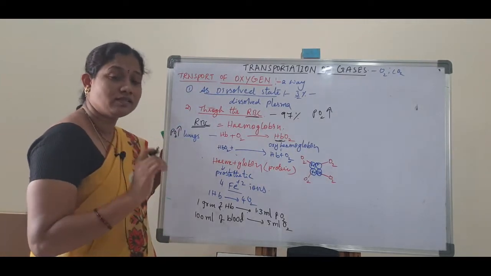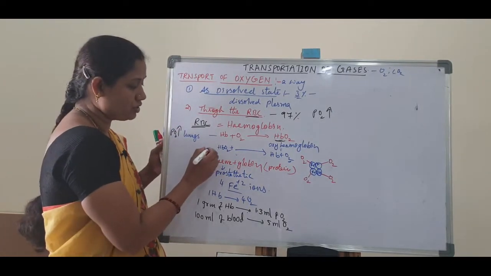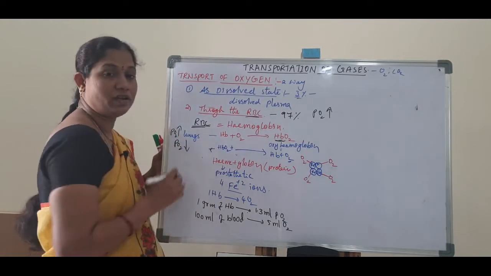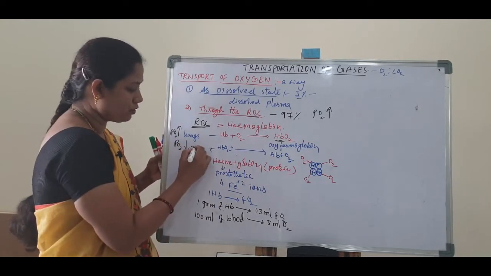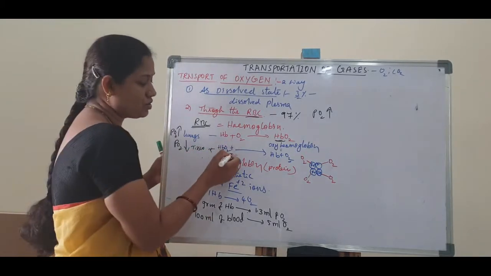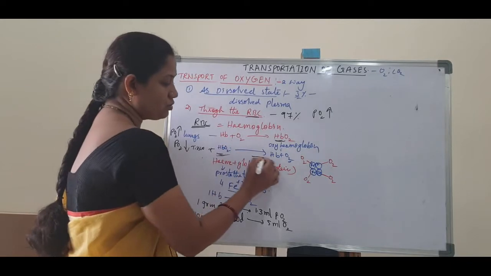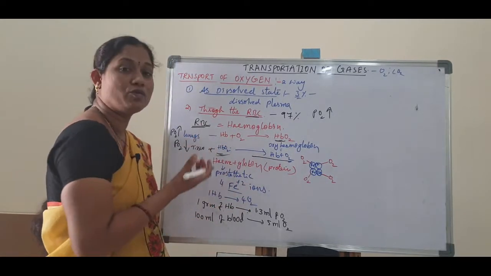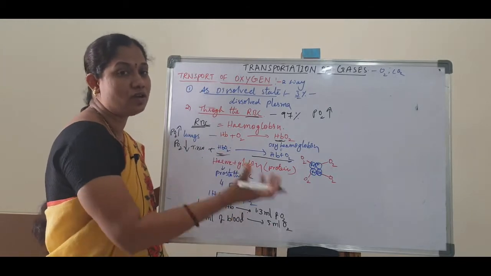Whereas in the tissue region, what will happen? The partial pressure of oxygen is low in the tissue region. So that promotes the dissociation of oxyhemoglobin, which means hemoglobin releases the oxygen into the tissues.